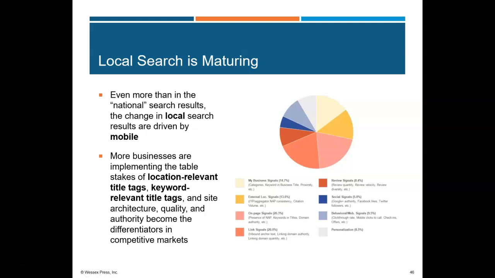Local search is also maturing even more than in the national search results. The change in local search results is driven by mobile, and that's any business in your vicinity or current area. More businesses are implementing the table stakes of location relevant title tags, keyword relevant title tags, and site architecture, quality, and authority become the differentiators in competitive markets.